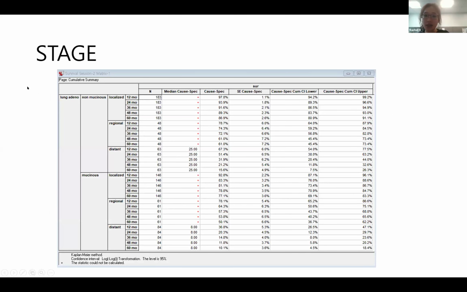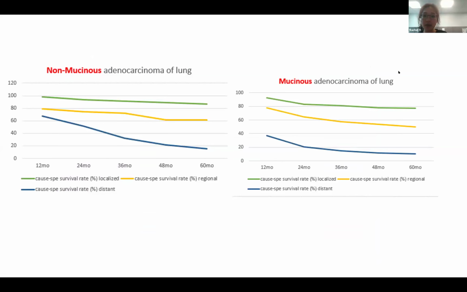This one is I put the stage as a factor, and this one is lung adenocarcinoma. I divide it into non-mucinous and mucinous, and then I put the stage as localized, regional, and distant. So I calculate the survival rate, and this column, cause-specific, is the survival rate. But this table is not good to look at, so I also made the graph.